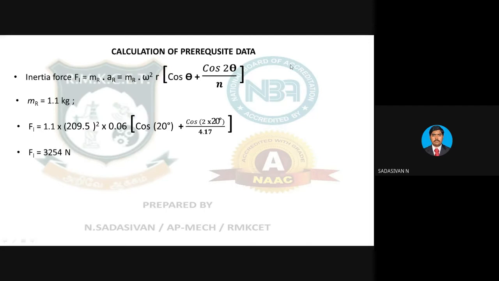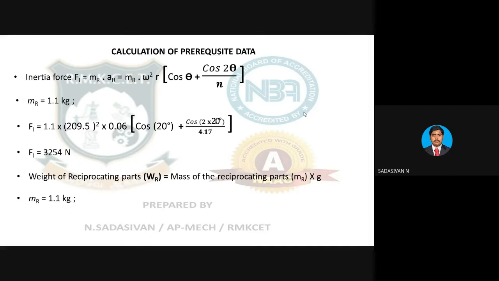3254. Next, what is the third component in my FP formula? Weight of the reciprocating parts, so mass into gravity. Mass is given as 1.1 kilogram, gravity is 9.81. So multiply 1.1 into 9.81, 10.791. That is the weight of the reciprocating parts.